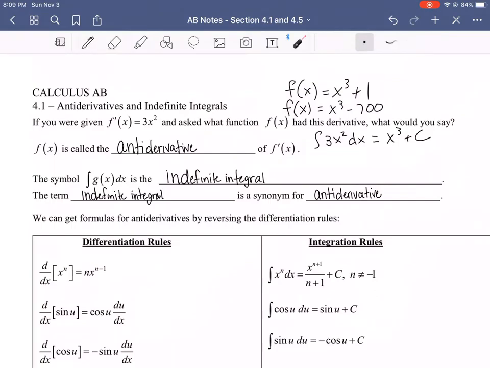So you can see I've already filled in your first couple of vocabulary words. We say that f of x is called the antiderivative of f prime of x. And the symbol integral of g of x dx, and notice that there are no numbers on this integral, is what we call an indefinite integral. And the term indefinite integral is a synonym for antiderivative.